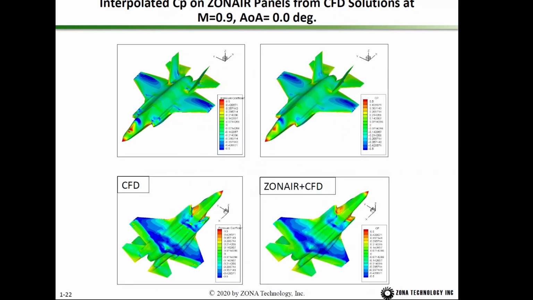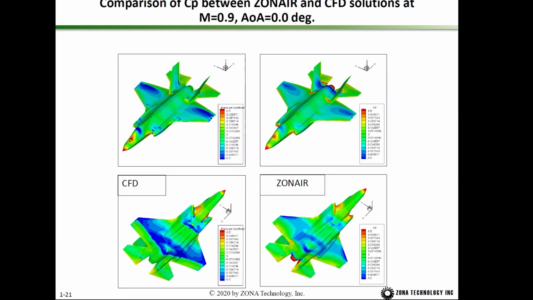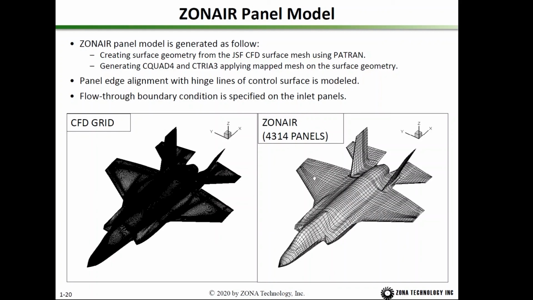However, if we interpolate the CFD CP distribution onto the ZONAIR model, you can see those two sets of CP distribution are almost identical. That implies this mapping procedure is very accurate. This is because the ZONAIR panel model and CFD surface mesh almost share the same outer mold line, and therefore the mapping is very easy.